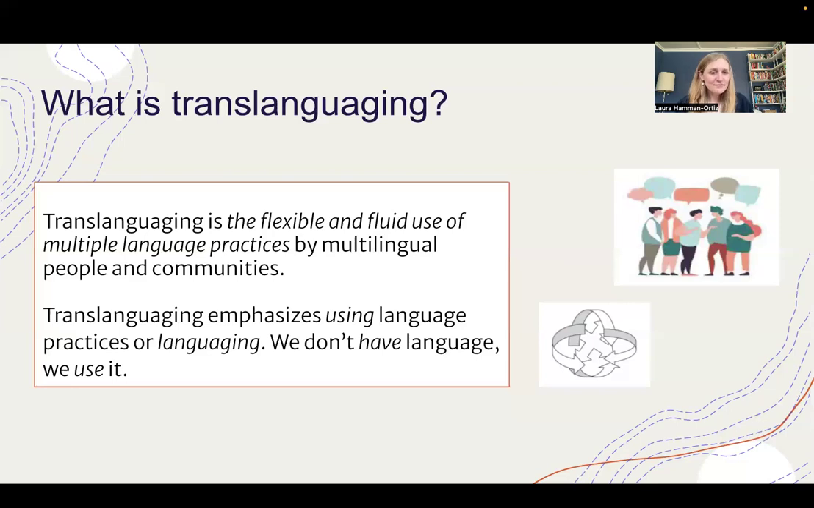Translanguaging also emphasizes using language practices, or languaging. That's why translanguaging itself ends in ing, right? So it's emphasizing that we don't have language, we use it. So it's a different way of thinking about language. It's all about how people actually use language in their everyday lives, especially how bilingual and multilingual people engage flexibly, drawing upon all the different linguistic features that are part of their repertoire.